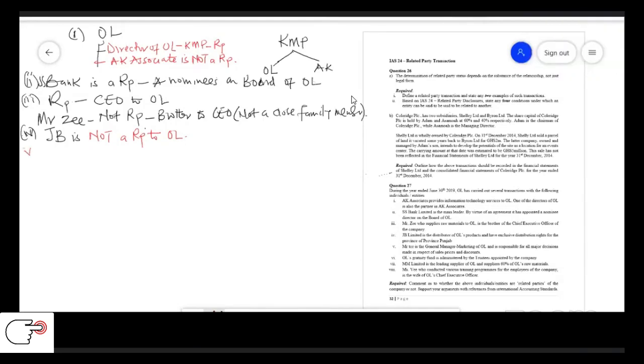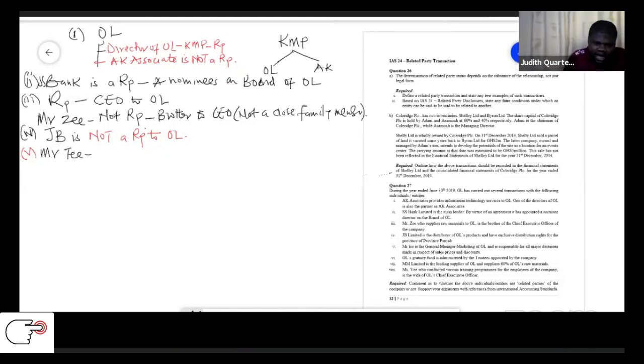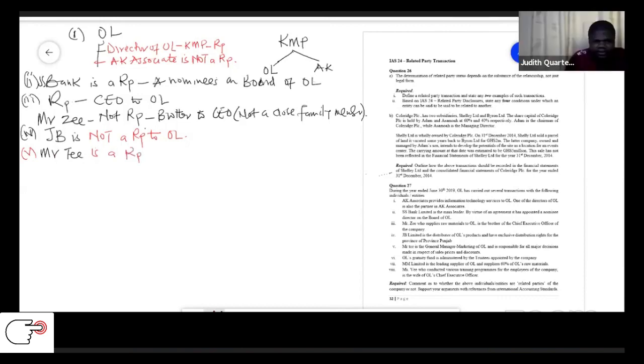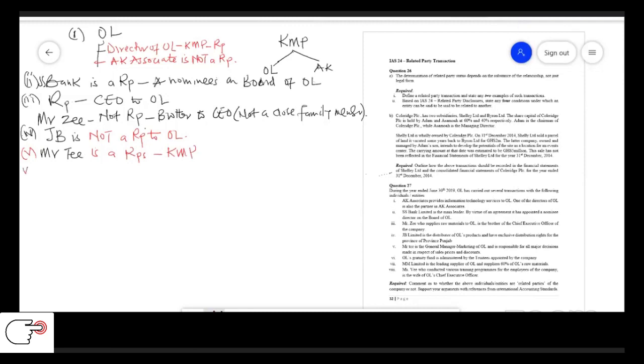Five. Mr. T is the general manager marketing of OL and is responsible for all major decisions made in respect of sales prices and discounts. Is he a related party? Yes, he's a key management person. Okay. He's a related party because he's a key management personnel.